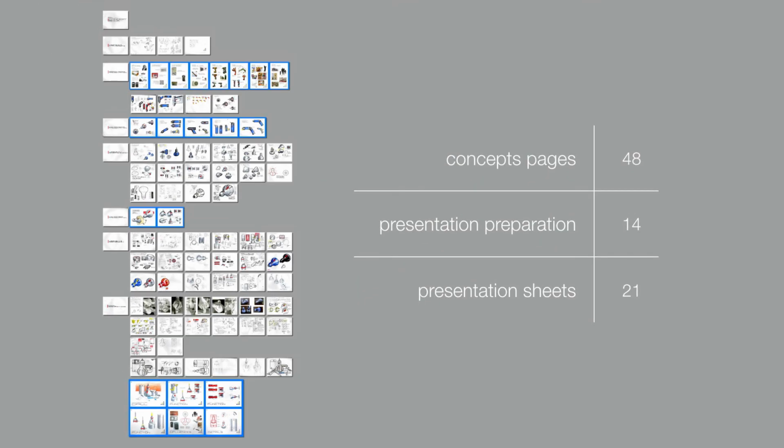So if we count the pages, you can see there's about 48 pages which are design development pages, concept pages. About 14 of the pages are presentation preparation, rendering underlay pages, and about 21 of those pages are actual presentation sheets, which are not, strictly speaking, part of the DDR. So there's about 90 pages here, including the title pages, about 48 of which are concept development pages proper. So these are what should comprise the majority of the designs.